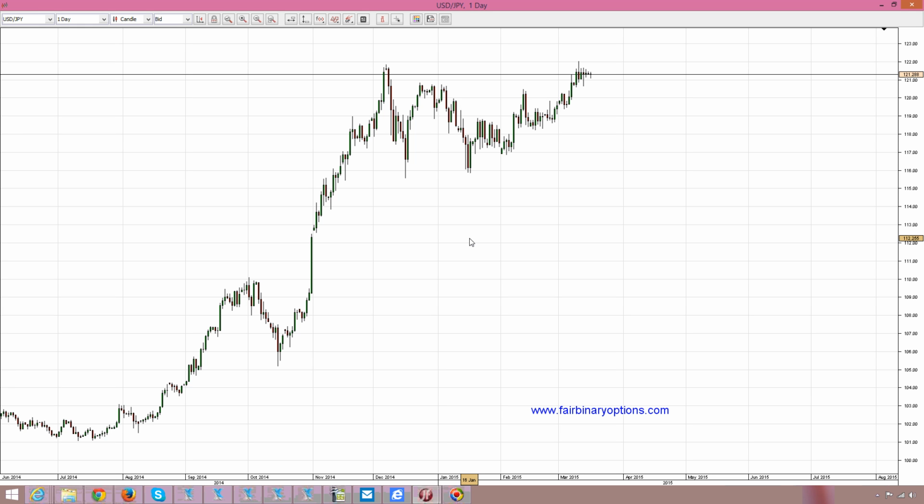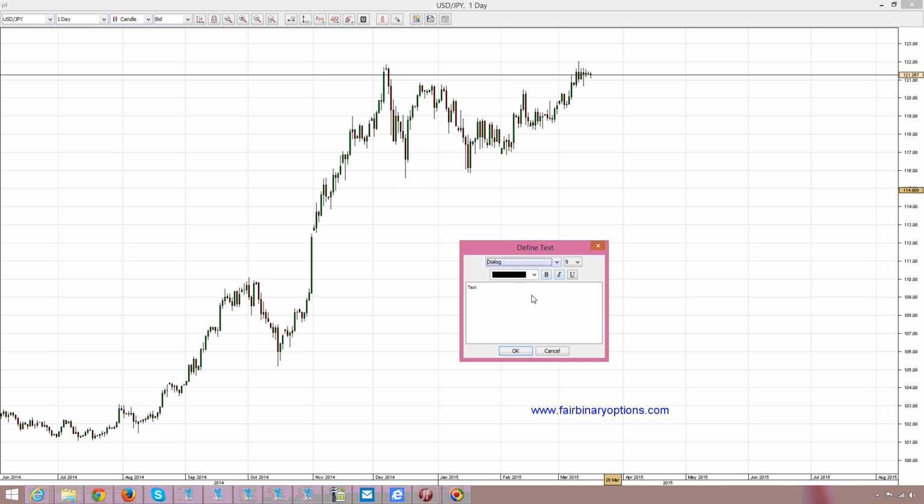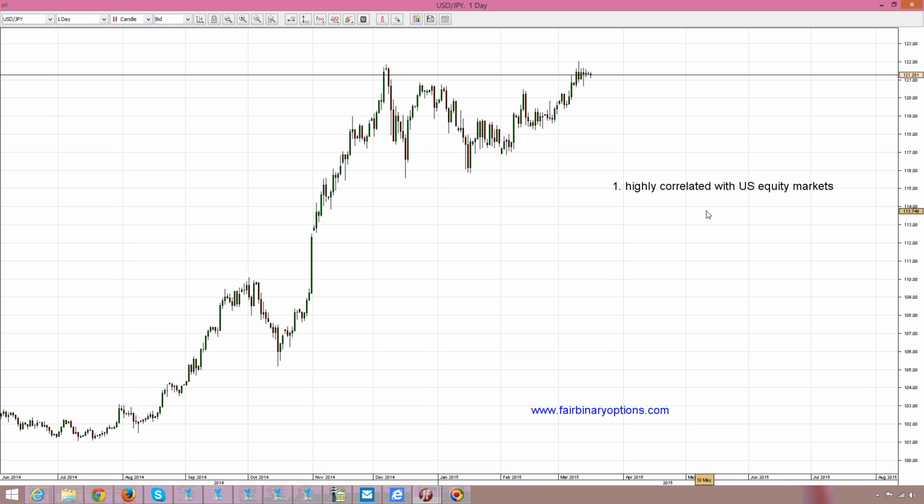Now, the US dollar Japanese yen is also extremely tricky because it is highly correlated with the equity market. So the first thing to consider when trading the US dollar Japanese yen is the fact that it is highly correlated with US equity markets, and not only with US equity markets, but with equity markets in the world in general, as algorithms and robots are effectively influencing how the US dollar Japanese yen is moving.